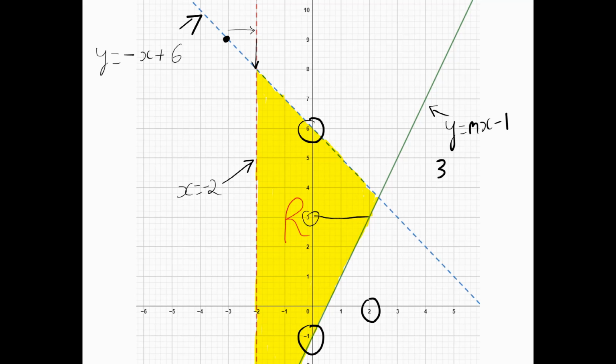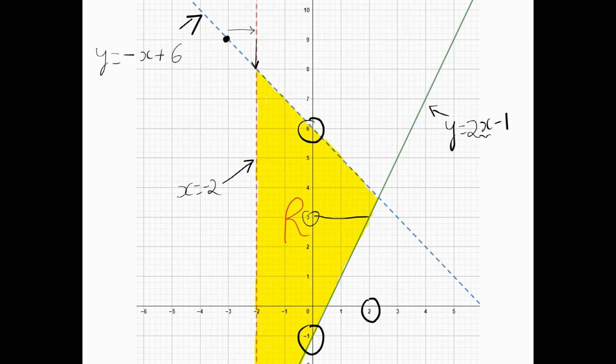So I can say that 3 is equal to 2m take away 1, since x is 2, and I could then solve for m, giving me 2m equals 4, and then m is equal to 4 divided by 2, which is just 2. So on this line, y is equal to 2x minus 1.